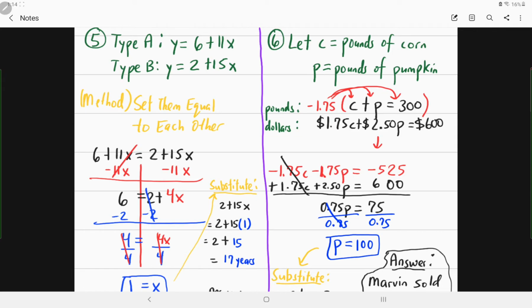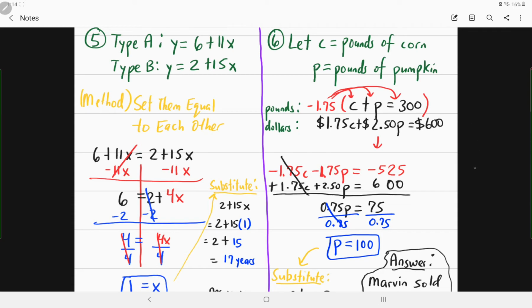We have corn, we have pumpkins. First thing you want to do when you have two different things, you want to write a let statement. We covered this many times in our notes. So let, in this case, C, you can use any variable. I just chose C, since C is going to stand for corn. C is going to represent the number of pounds of corn, and the letter P is going to represent the number of pounds of pumpkin.